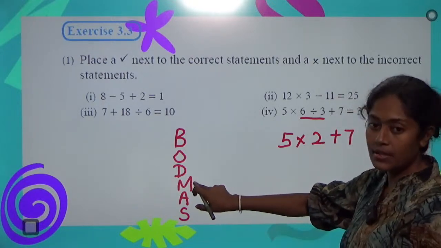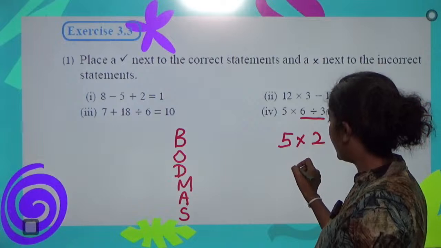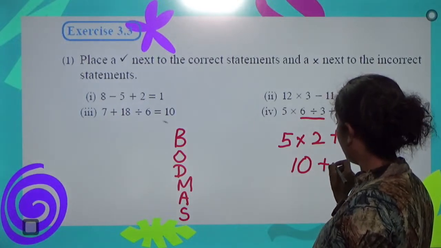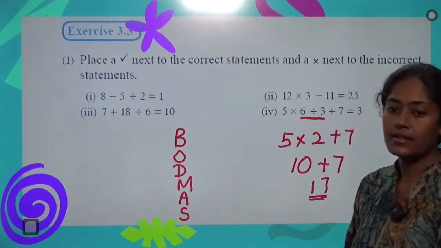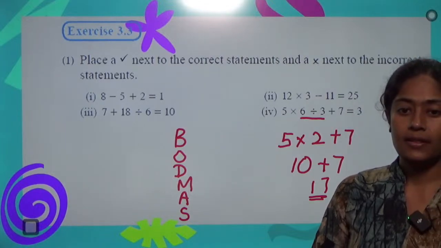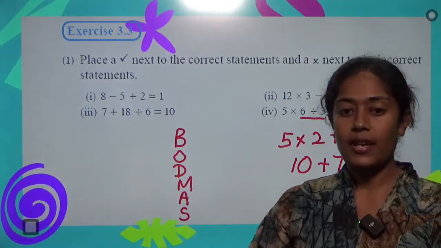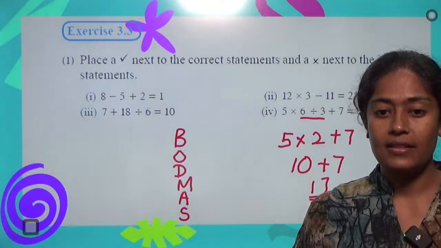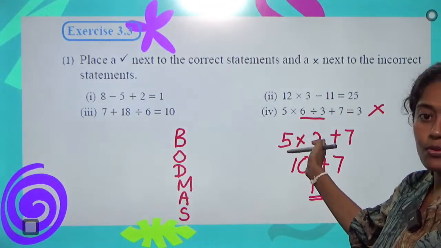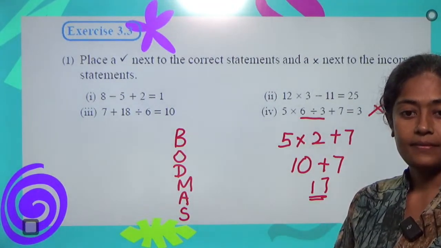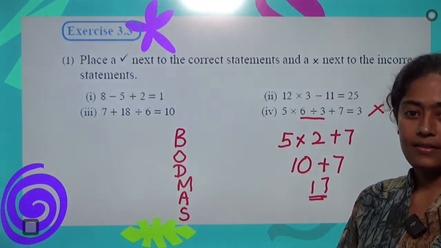Now what I have to do is the multiplication part. 5 into 2, the answer is 10, plus 7, then the answer is 17. Is this statement correct? No. Then we have to put a cross here. I think now you got the idea of what BODMAS is. I think you want to note down this. Have you done those? Not yet, no? Right. Complete that one.